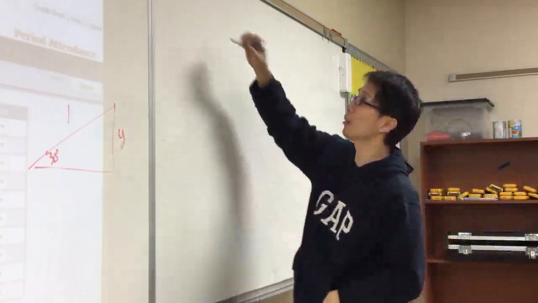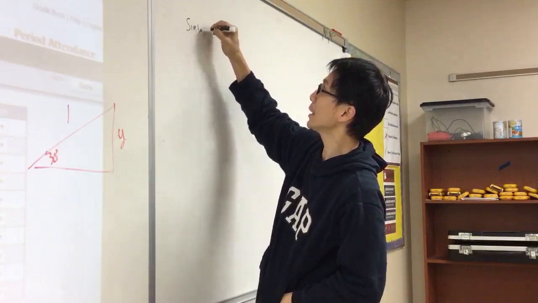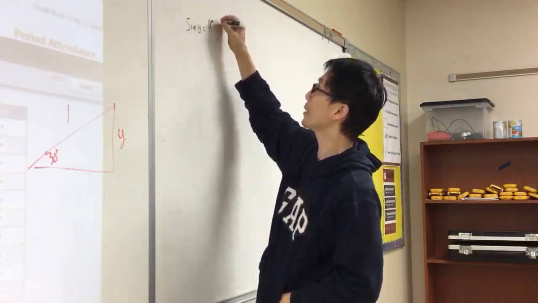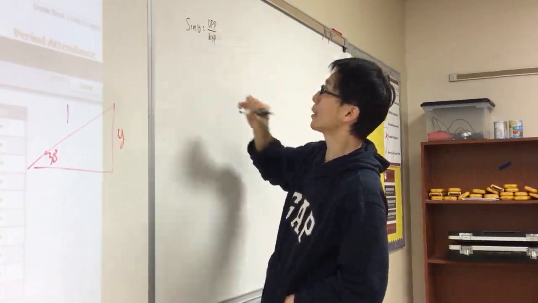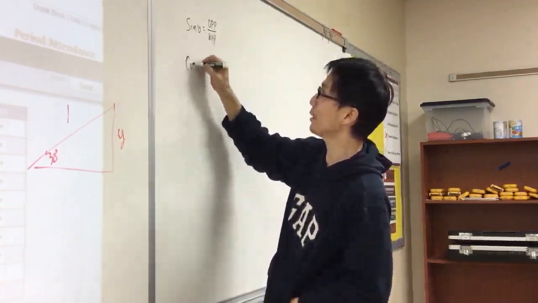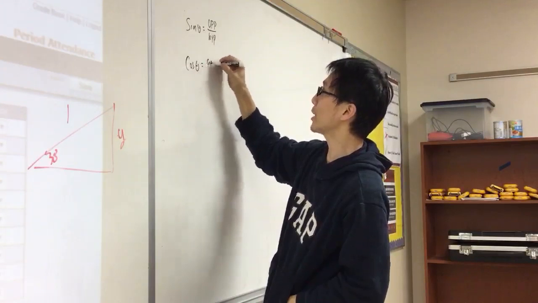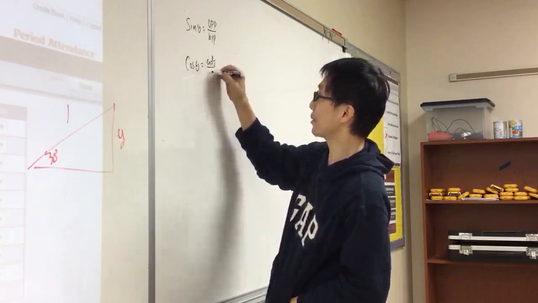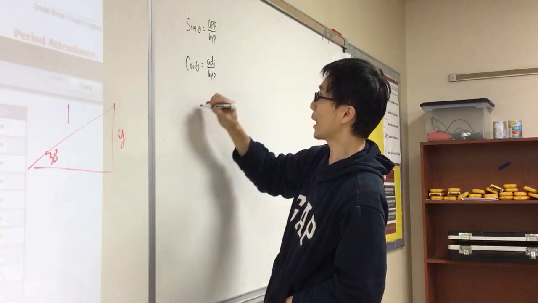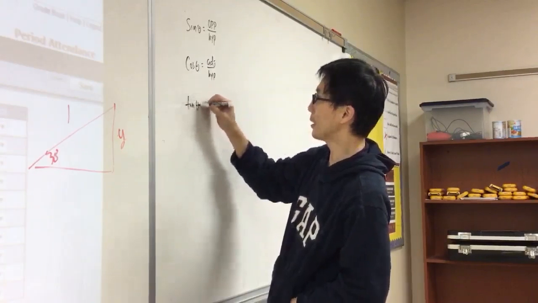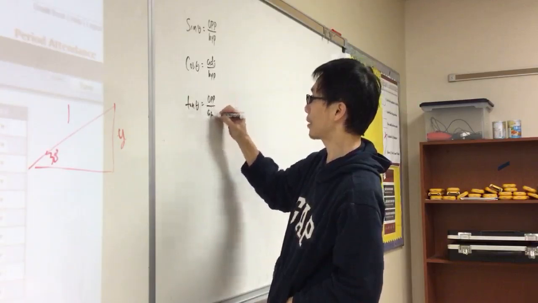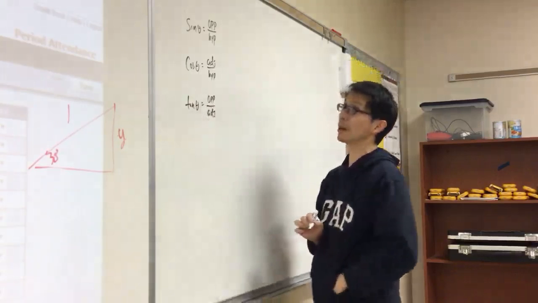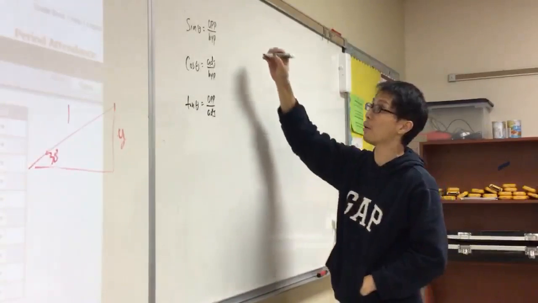We're gonna talk about sine of theta is equal to opposite over hypotenuse. Cosine theta is equal to adjacent over hypotenuse. And you got tangent theta is equal to what? Opposite over adjacent. This is SOHCAHTOA. That's the basic thing about SOHCAHTOA. Now we're gonna go back.